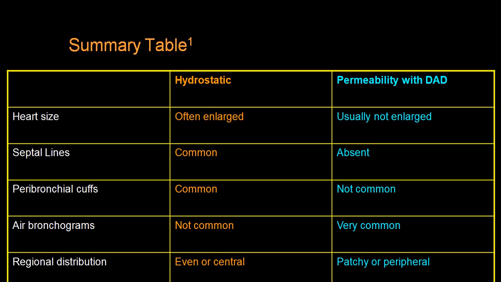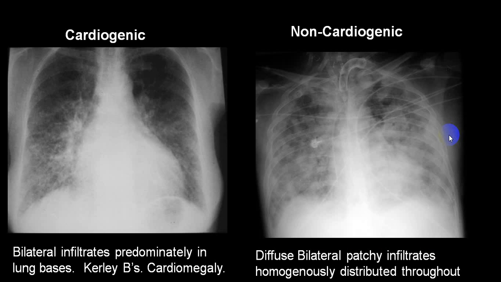This is the difference between hydrostatic, that is what we call cardiogenic, and non-cardiogenic. These are the X-rays. You can see here there is a mild cardiomegaly with hilar pulmonary congestion. You will have Kerley A lines and Kerley B lines, while here there will be bilateral infiltration. By and large the cardiac size is normal, no pleural effusion, no evidence of Kerley A lines, Kerley B lines, etc.